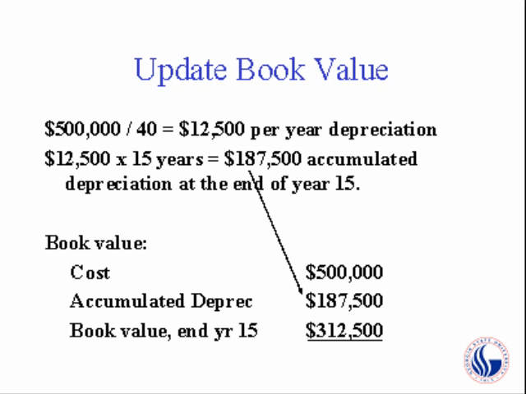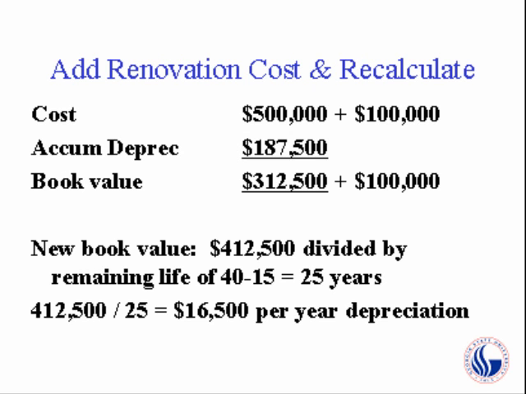Okay. Update the book value, so the original depreciation would have been $12,500, 15 years worth. Here is the book value at the end of the 15th year. Then add the $100,000 in and take this new book value over the remaining life of 25 years. There's the depreciation for the last 25 years of this asset's life.